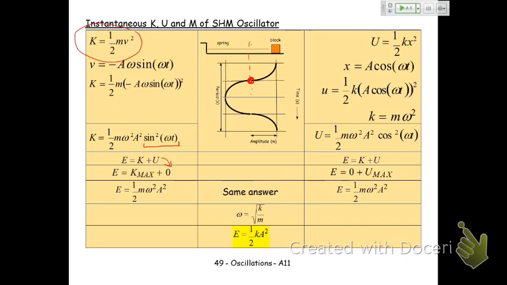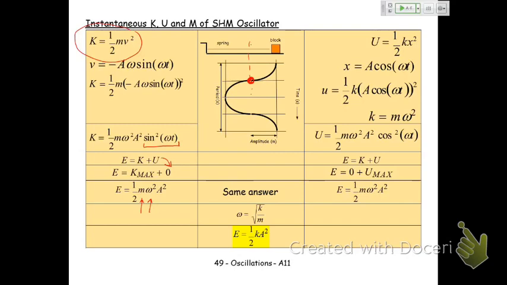Sine squared cannot be more than 1. So if you want to know your maximum value, just make your sine bit equal to 1. Then the maximum value of my mechanical energy is equal to a half m omega squared a squared. Let's stop for a minute. It depends on your mass. It depends on the frequency squared. That's kind of a little bit surprising.